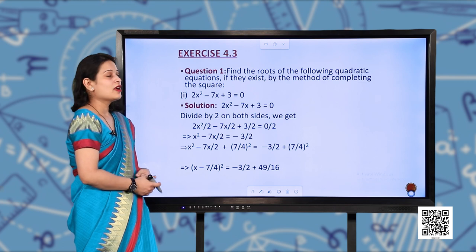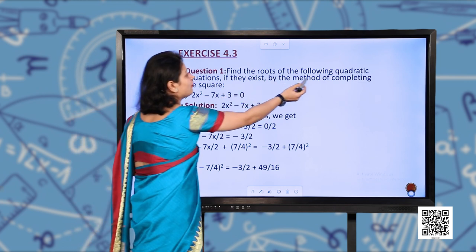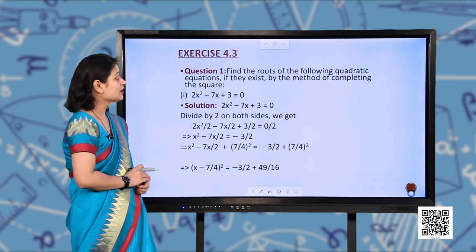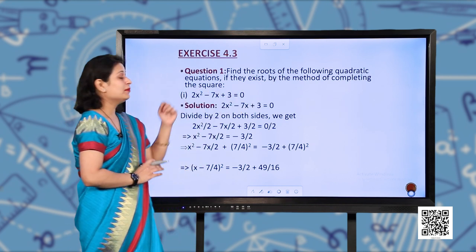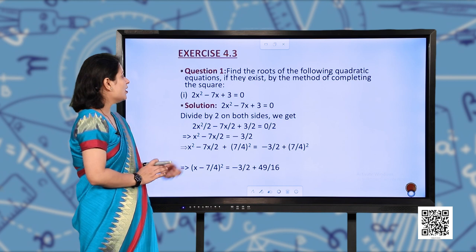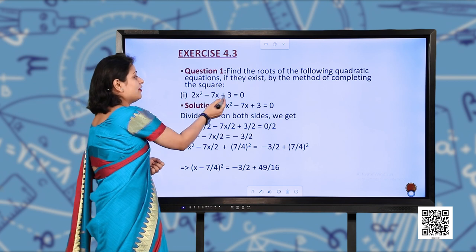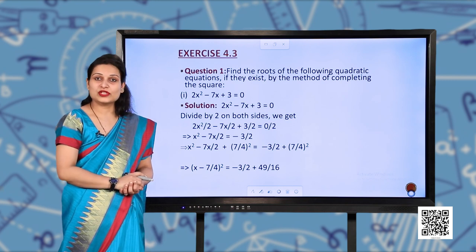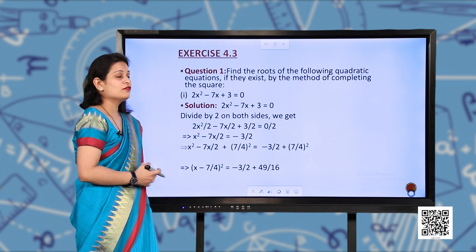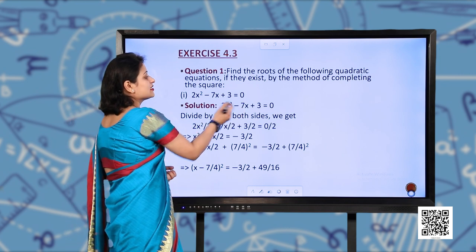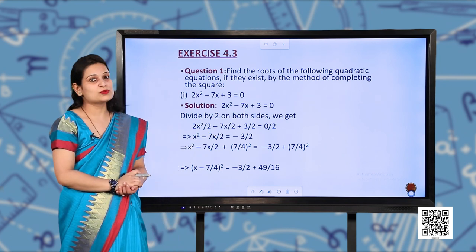Let us solve few questions of exercise 4.3. Question 1. Find the roots of the following quadratic equations, if they exist, by the method of completing the square. Now, part 1. 2x square minus 7x plus 3 equals 0. Solution: we will consider this equation 2x square minus 7x plus 3 equals 0.